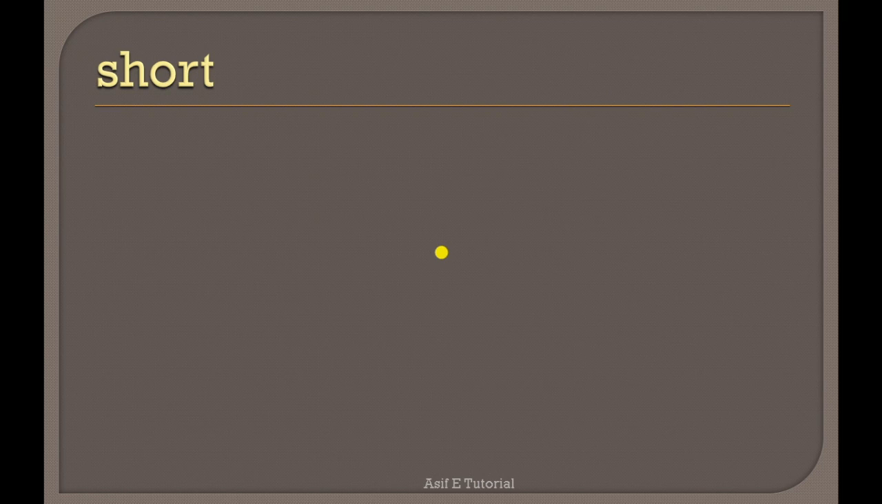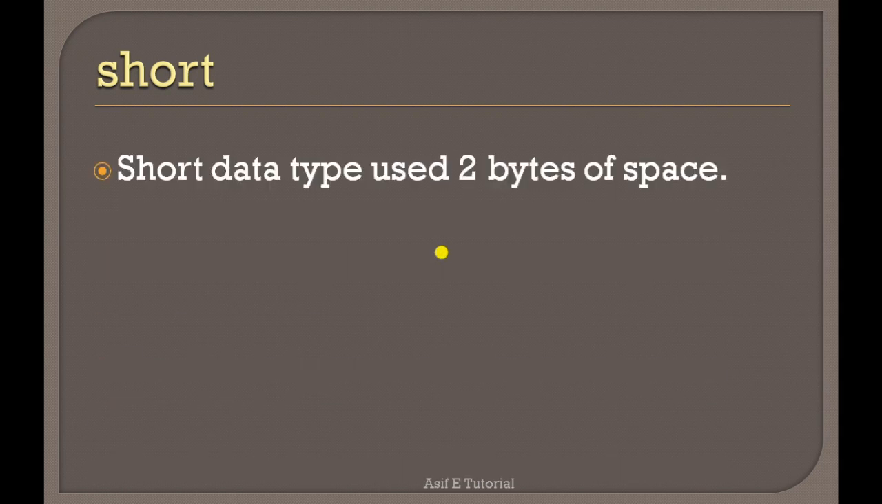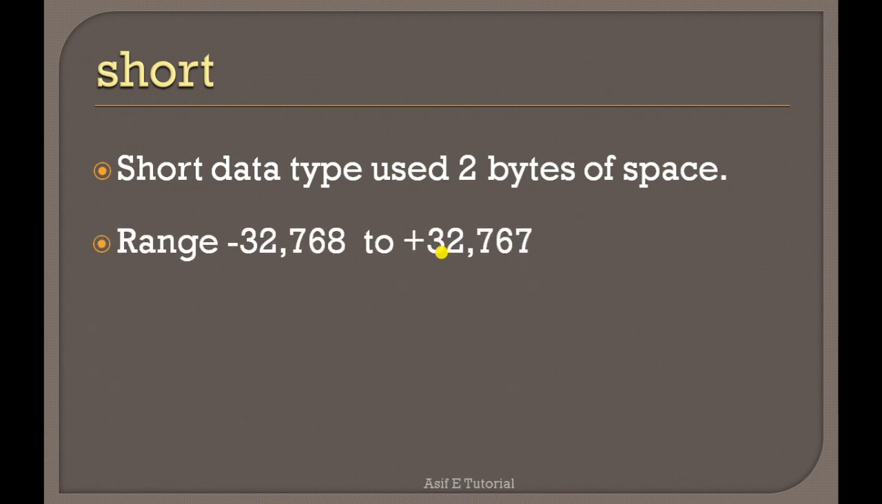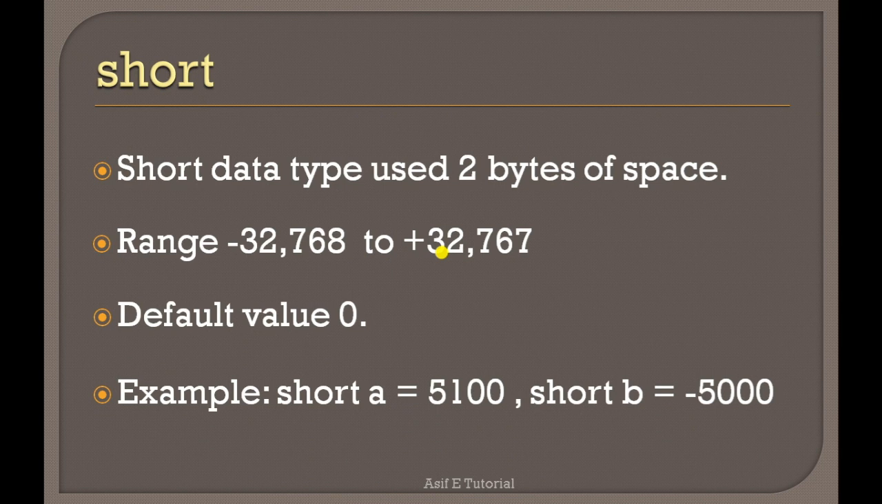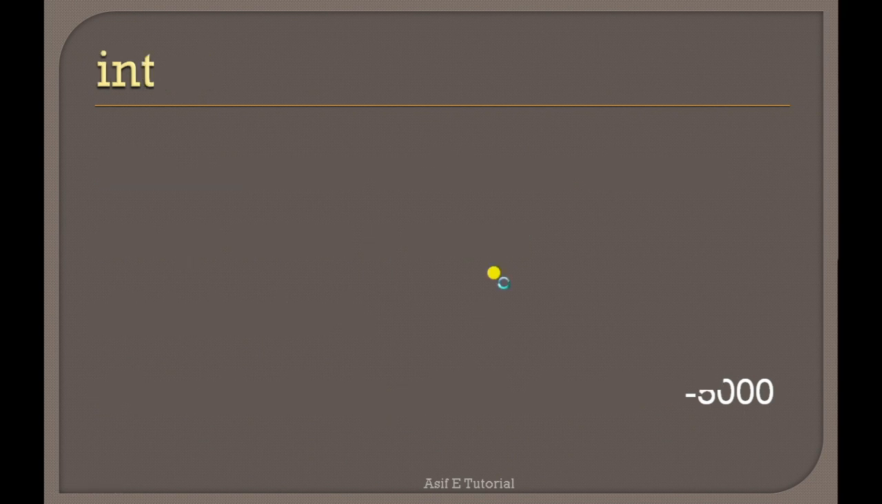Next is short data type. It uses 2 bytes of space, and the range is -32,768 to +32,767. It means within the range we can store the value if we have chosen short data type. The default value is 0, and this is the example how we will use the short data. We have to write short, then variable name, then value. Value must be in this range.